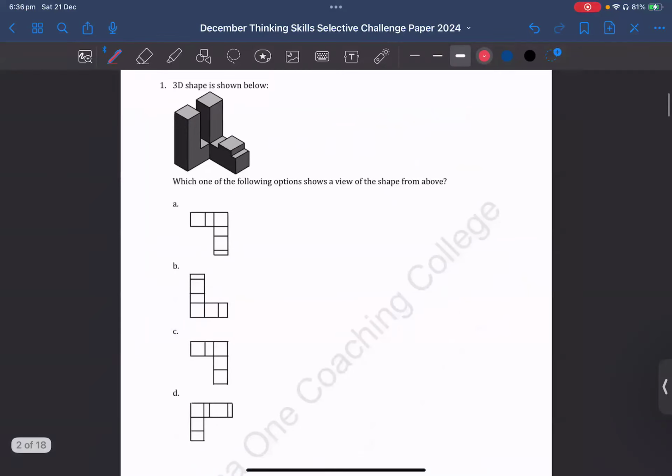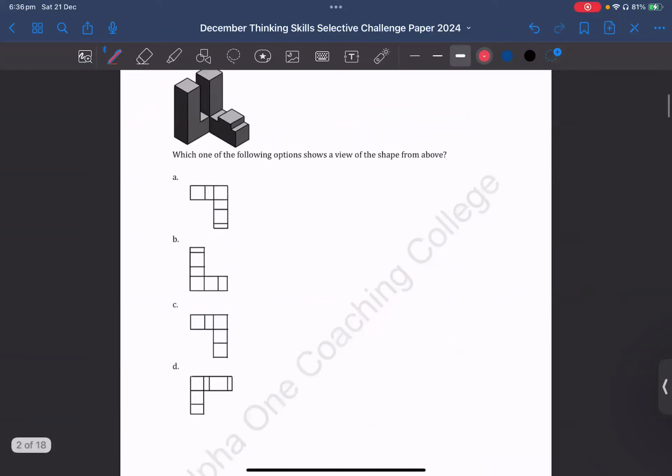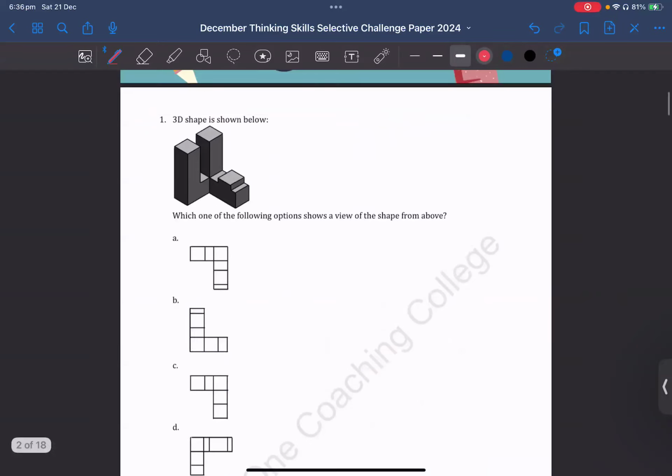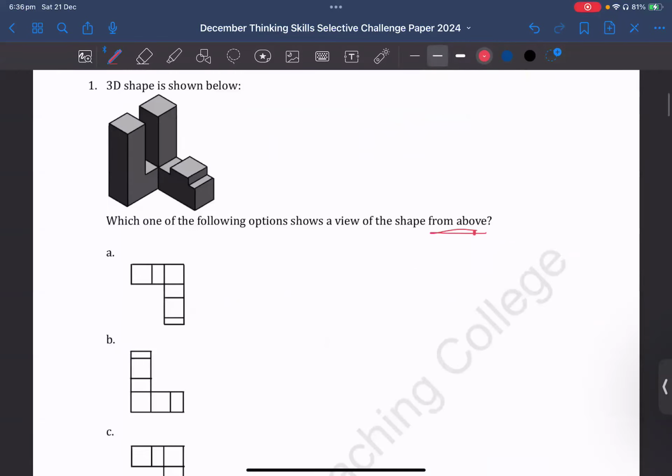Question one, a 3D shape is shown below. Now, this is a very common visual reasoning question where you'll look at 3D shapes and they'll ask you to take a look at the top view, side view, any of that. So when you approach this question, it's really important that you take a look at what the question is asking. So here, I noticed that it's saying that we want a shape from above. That's the key point here.